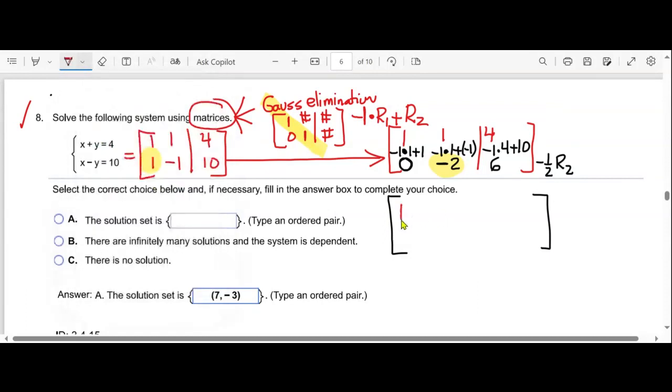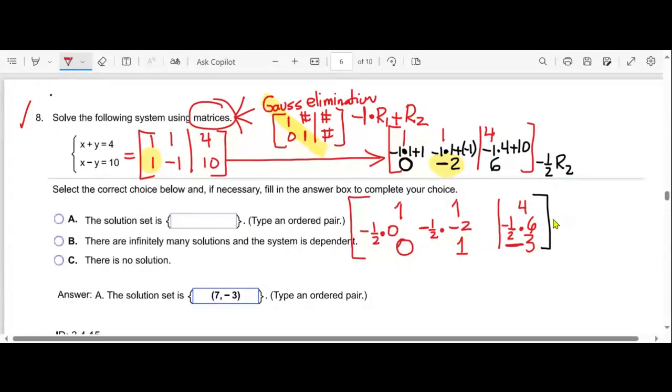Did I change anything in row 1? No, it stayed the same. Now let me put the numbers down. -1/2 times 0 is 0. -1/2 times -2 gives 1. -1/2 times 6 gives -3. So now you have 1, 1, 4, and then 0, 1, and -3.